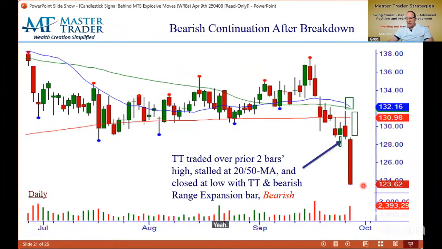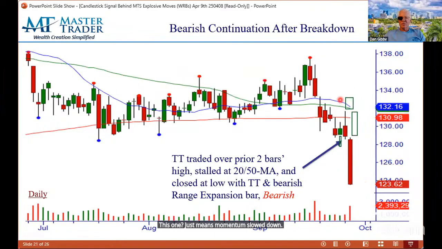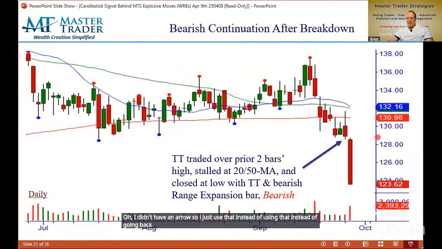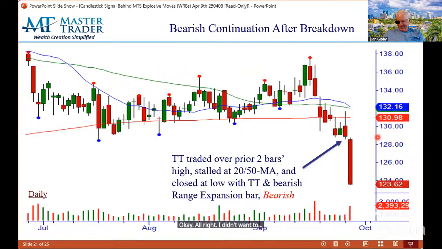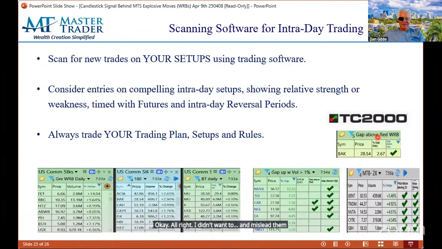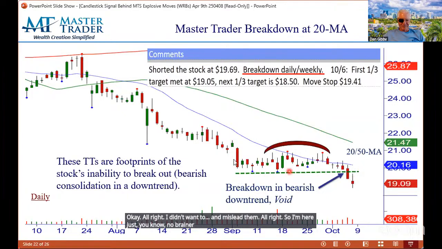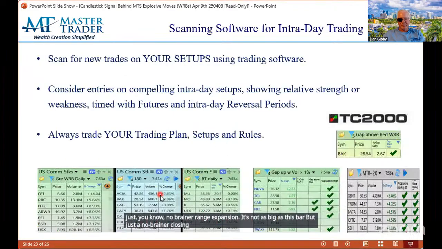It just means momentum slowed down. No, you put a second green bar. Oh, here. I didn't have an arrow, so I just used that instead of going back and getting the thing. Okay. All right. I didn't want to mislead them. All right, so I'm here, just, no brainer range expansion. It's not as big as this bar, but just a no brainer closing breakdown with a void.